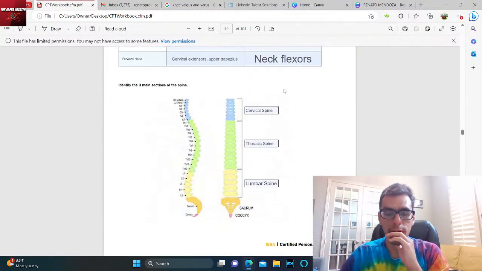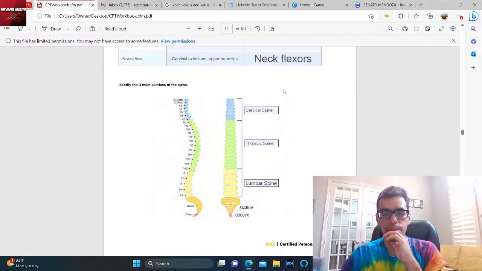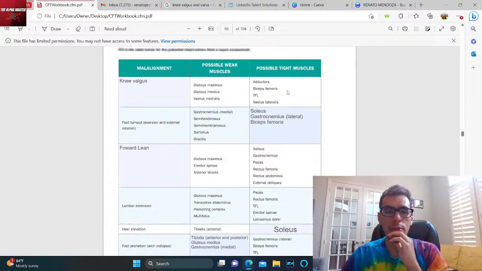Fill in the sacrum and coccyx. So fill in the following table.